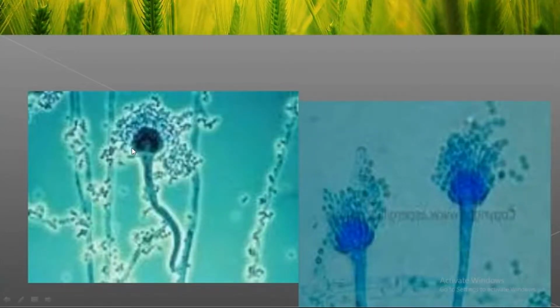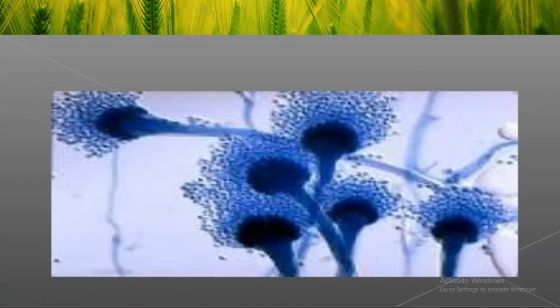So here you can see the phialides and the conidia are arranged all over the vesicle. This is found especially in Aspergillus niger. So you can see it is found all over the vesicle. Whereas in some, like fumigatus, you can see it is found only at the top part. So different arrangements of the phialides and the conidia are found in different species. In some, the structures are arranged all over.